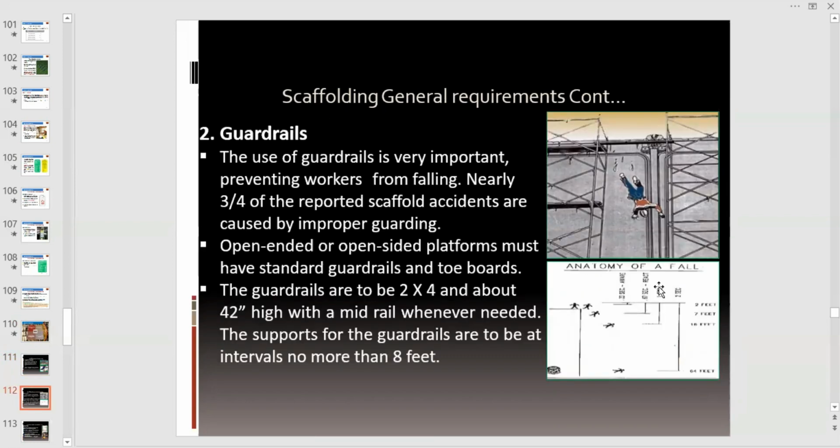Number two, guardrails. The use of guardrails is very important, preventing workers from falling. Nearly 3 upon 4 of the reported scaffold incidents or accidents are caused by improper guarding. Open-ended or open-sided platforms must have standard guardrails and toe boards. The guardrails are to be 2 by 4 and about 42 inches high with a mid-rail whenever needed. The supports for the guardrails are to be at intervals no more than 8 feet. You have to remember these points.